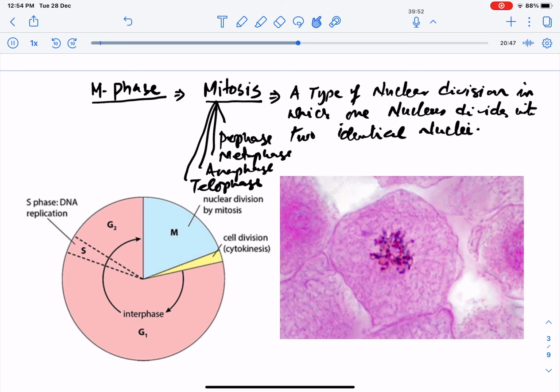So, as I discussed earlier, at the end of the G2 phase, a cell has duplicated chromosomes in it. Each chromosome has two chromatids attached with the central disc. So this cell now undergoes M phase. Though all these changes are continuous and one phase is overlapping with the other phase, there are a few distinct phases that we can use to differentiate the cell from one phase to the other.